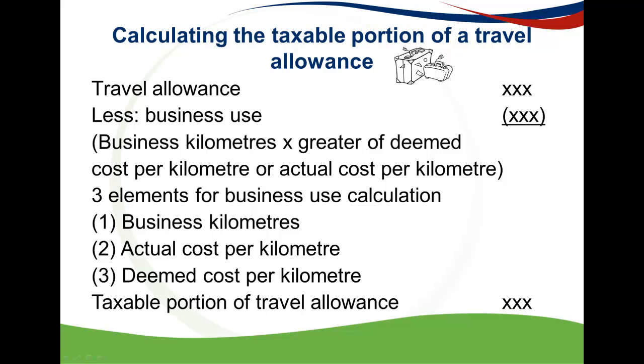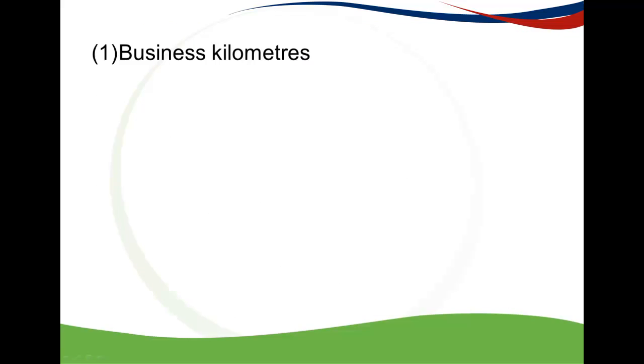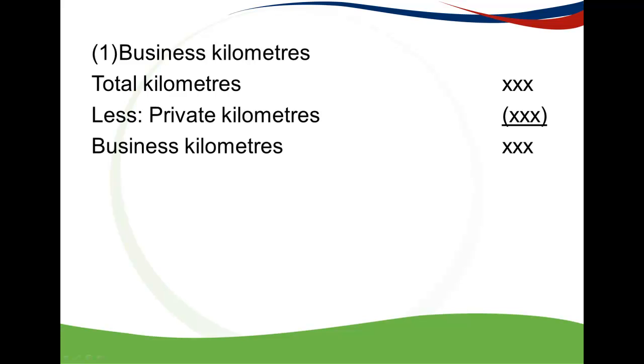Okay, so start with your travel allowance and then go and calculate three elements. So the first element, as I said, was your business kilometres. In your logbook, it will indicate what was the total number of kilometres. You would need to go and indicate what was private and then what was business. So remember always, total kilometres less your private kilometres equals your business kilometres, or the other way around. Your total kilometres minus your business kilometres equals your private kilometres.